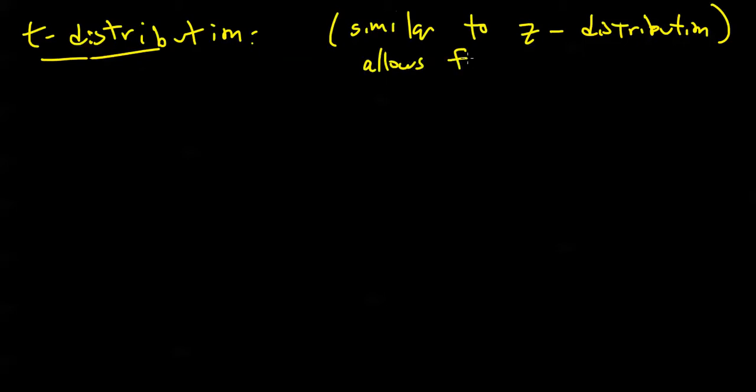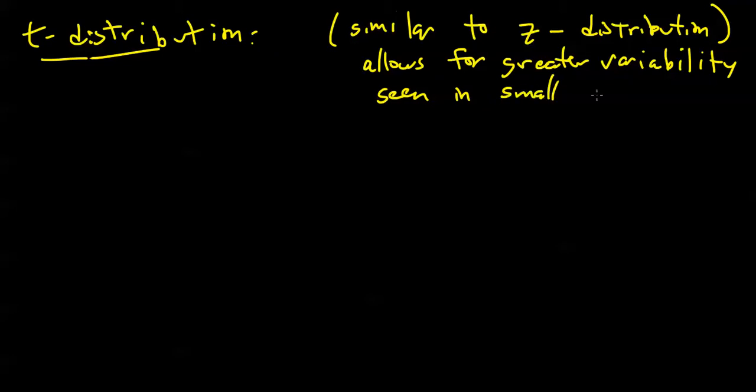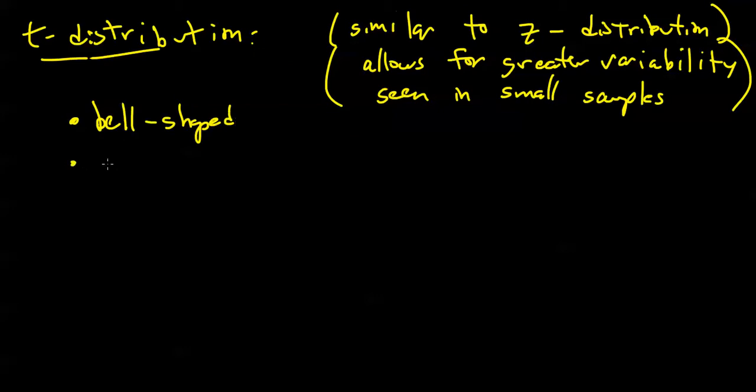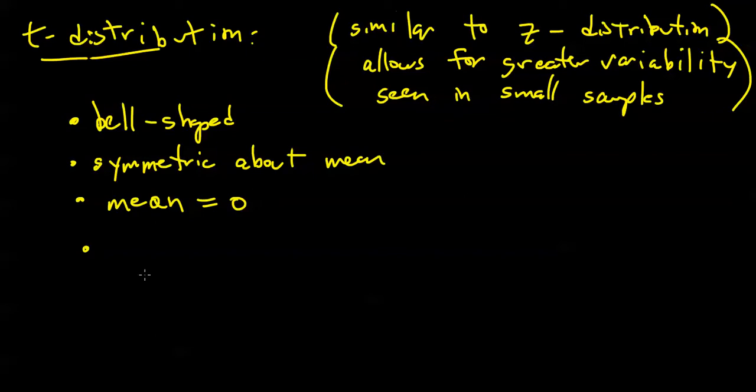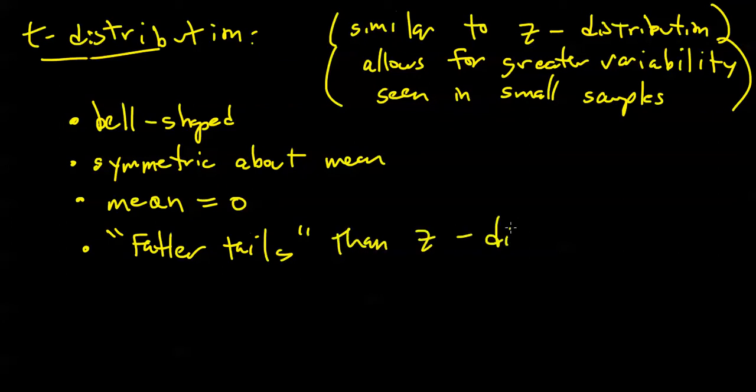But it allows for greater variability seen in small samples. Alright, the t-distribution is bell-shaped, just like the z is. The t-distribution is symmetric about the mean, just like the z is. The mean of the t-distribution is 0, just like the z-distribution. Well, what's different, and I suppose to make it very clear and perhaps a little bit informal, the t-distribution has fatter tails than the z-distribution.